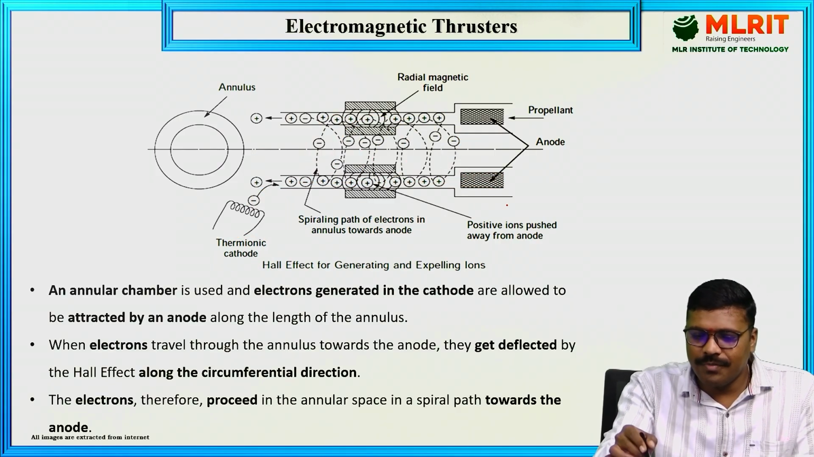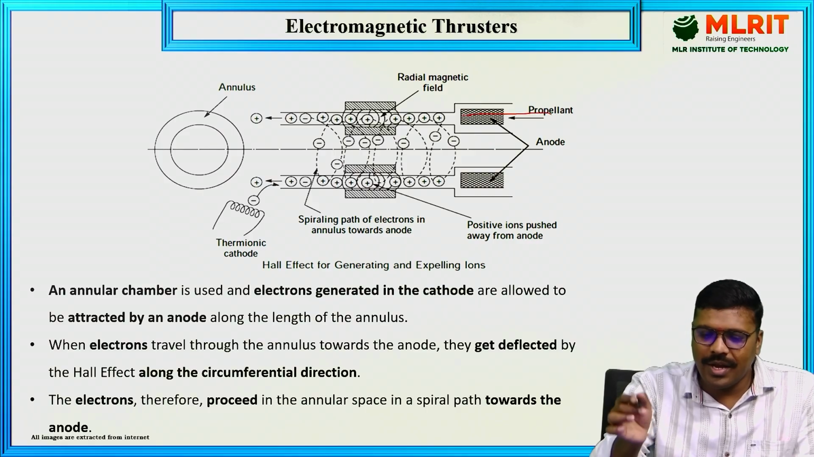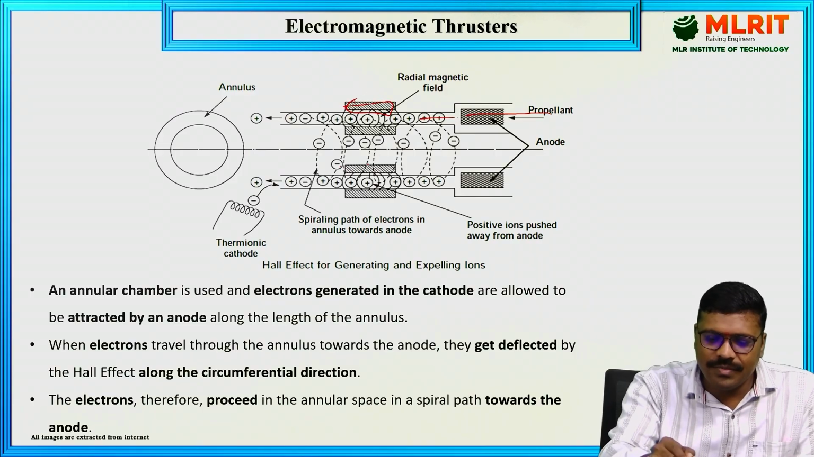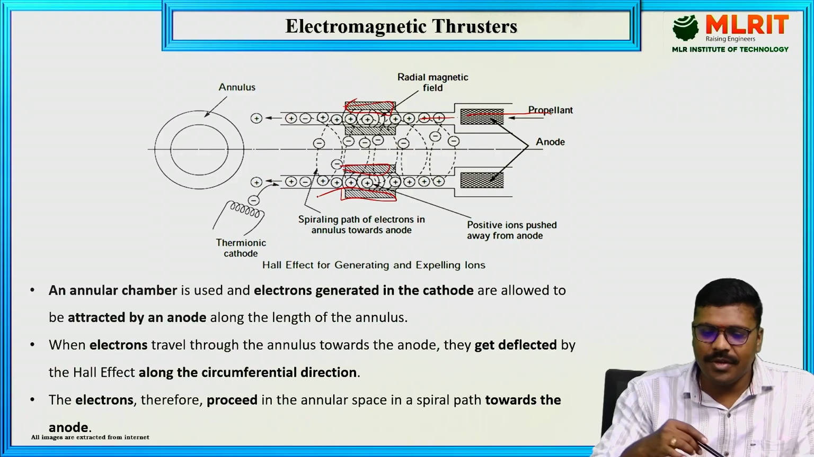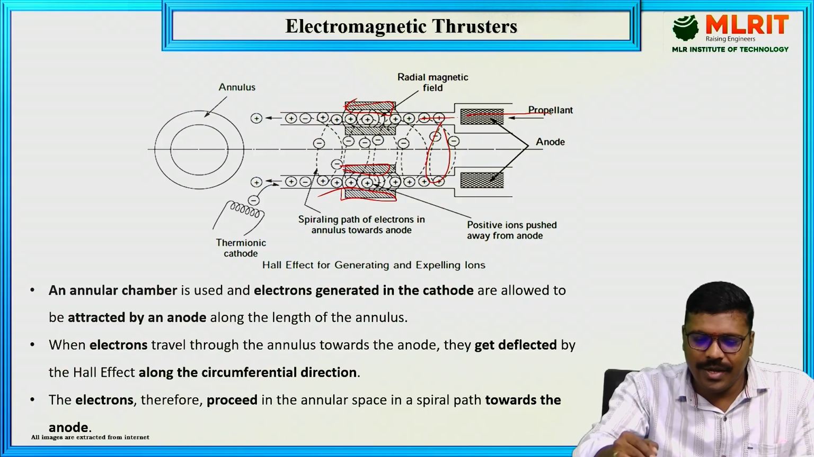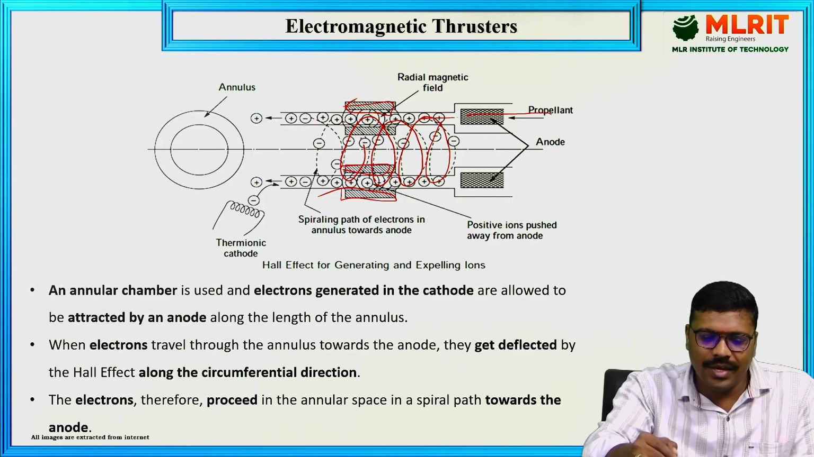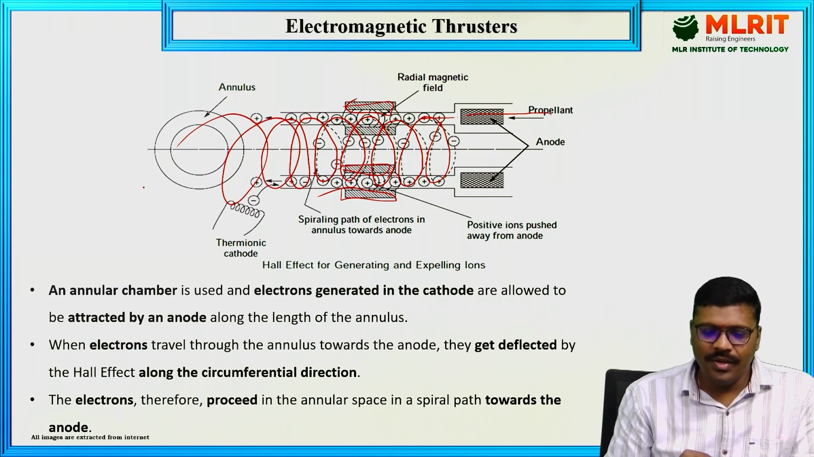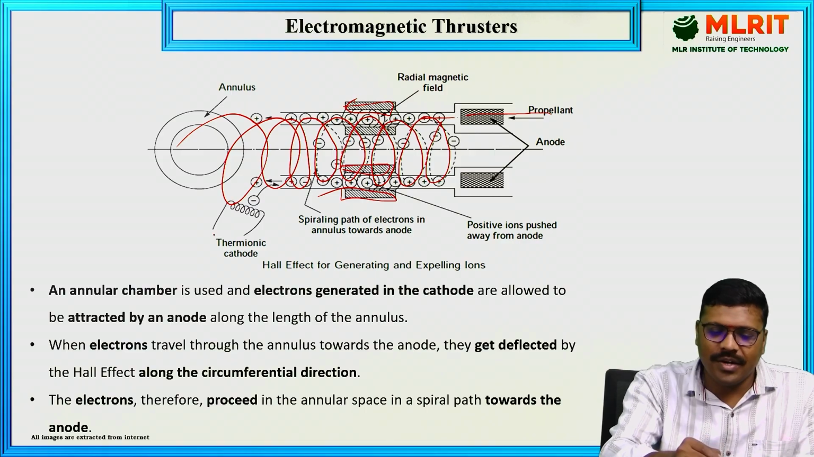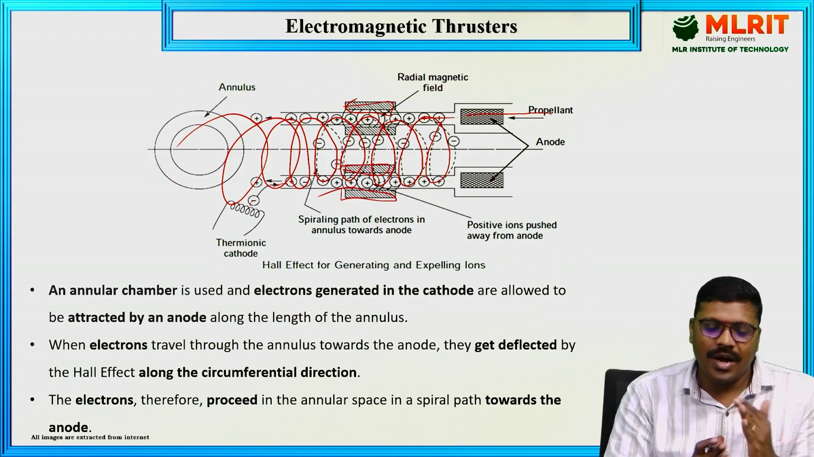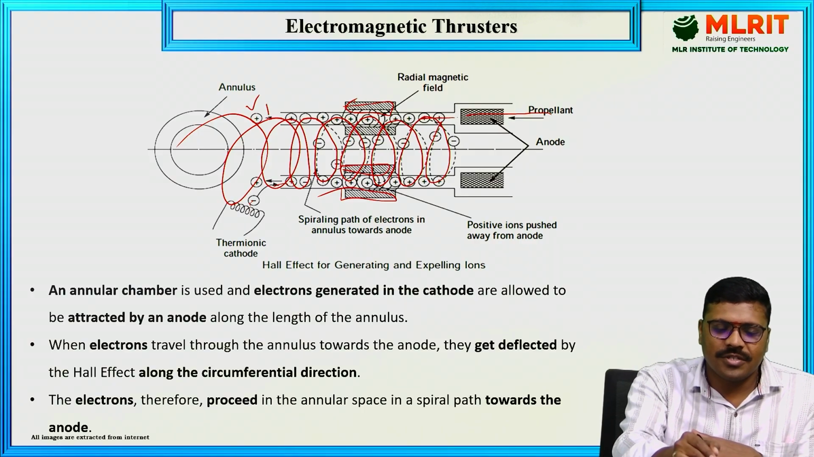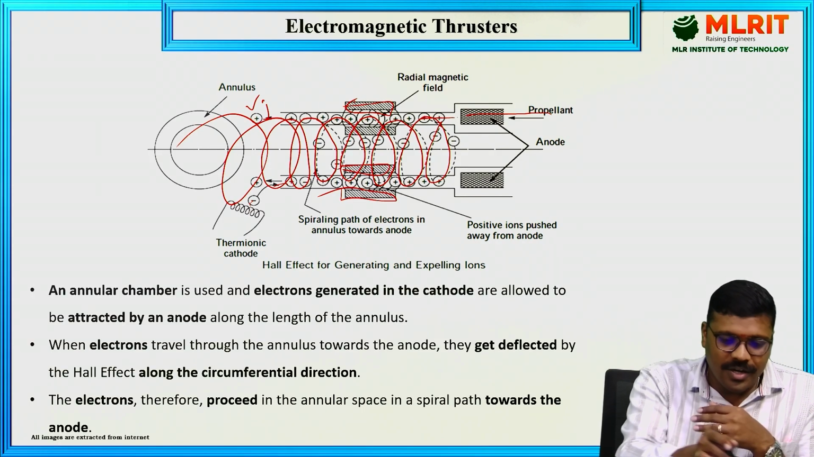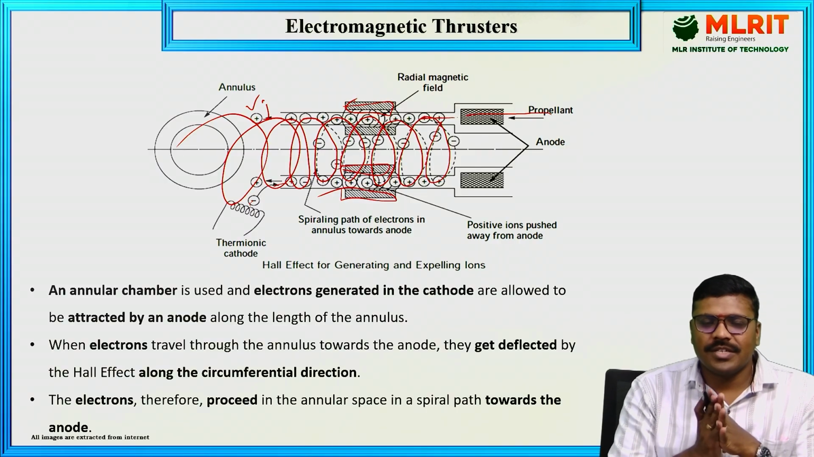You can see the positive ions; the propellant is sent through the anode, and the positive ions move like this. A radial magnetic field is kept so that the ions accelerate in a spiral path in the annular passage. While the positive ions move like this, electrons are sent in the opposite direction so that the electrons interact with the positive ions and neutralize them, but the velocity remains constant. The ion velocity is not affected, and the ions leave the chamber with high velocity and thrust is generated.